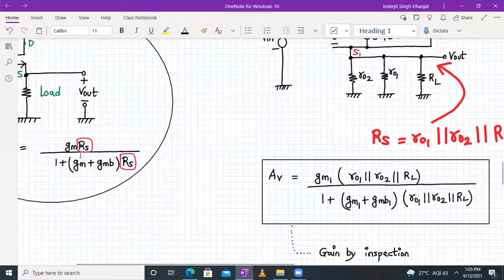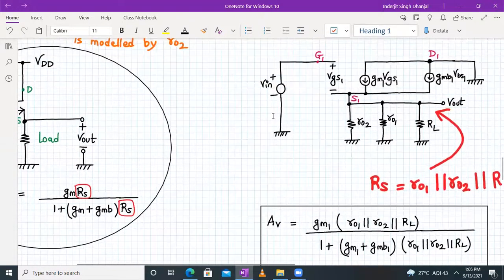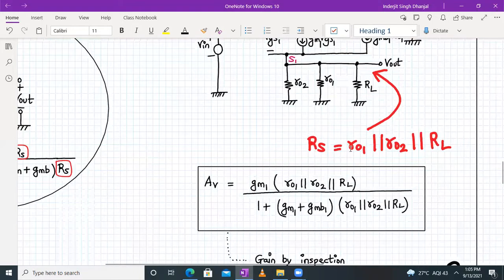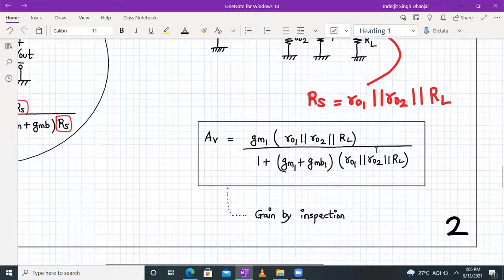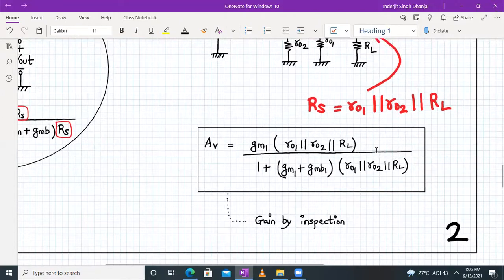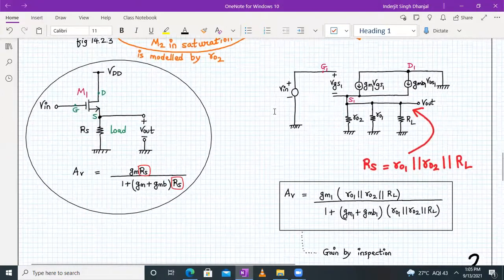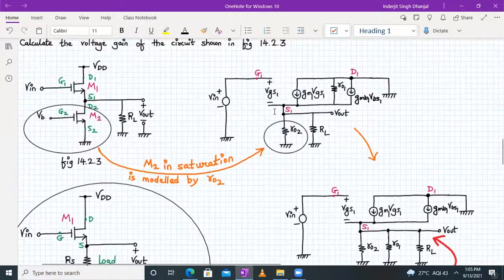So Av was equal to gm. In this case, it is the M1 transistor. So Av will be equal to gm1 times RS divided by 1 plus (gm1 plus gmb1) into RS. And here RS is what? RO1 parallel to RO2 parallel to RL. So this is how we can write the gain formula by inspection. Now let me keep it steady for some time, so you can have a look.